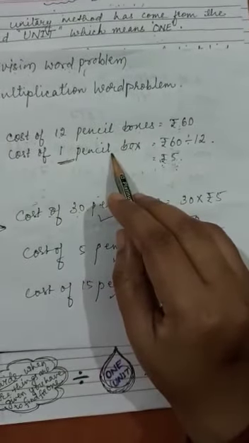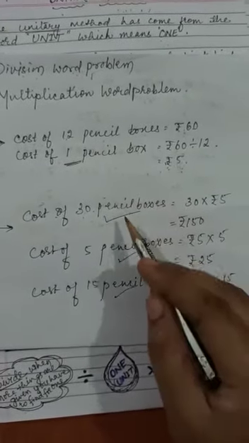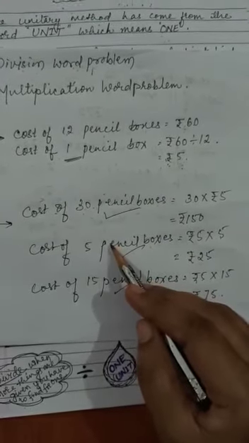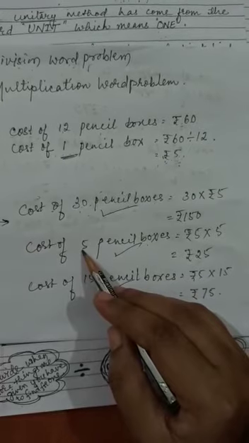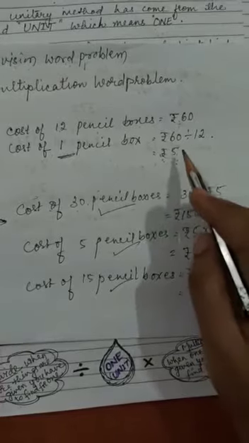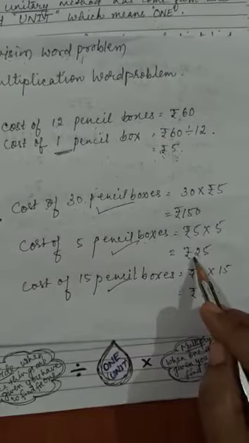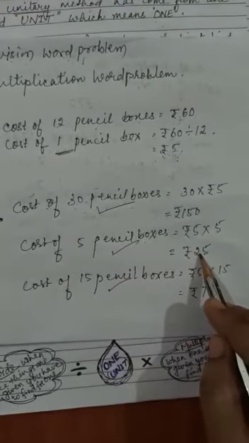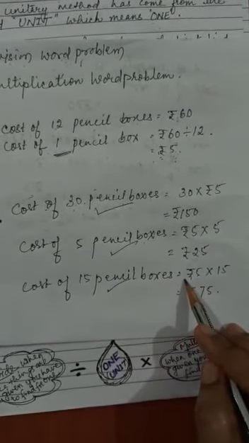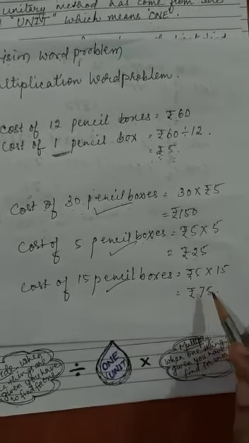Similarly, once I have the cost of one pencil box, I can find the cost price of any number of pencil boxes. Suppose I want to find the cost price of 5 pencil boxes. Then what can I do? I can simply multiply the cost price of one pencil box by the number of pencil boxes, that is 5. 5 5s are 25. So, the cost of 5 pencil boxes will be rupees 25. Similarly, if I want to find the cost of 15 pencil boxes, then it will be equal to rupees 5 into 15, that is rupees 75.